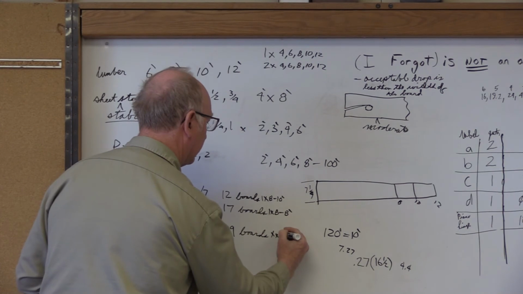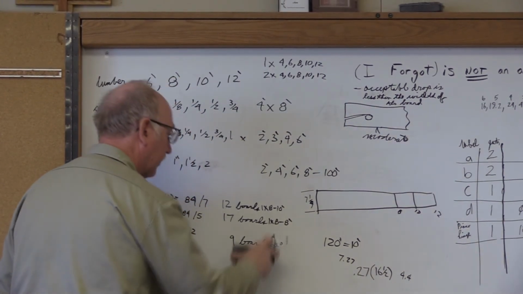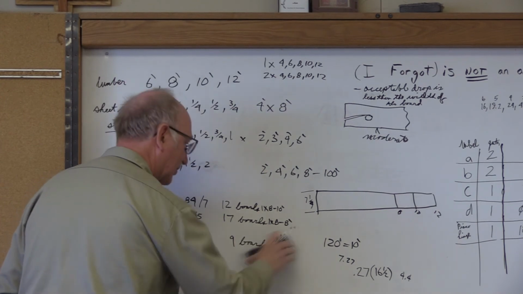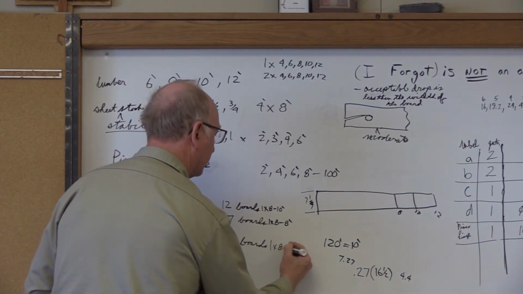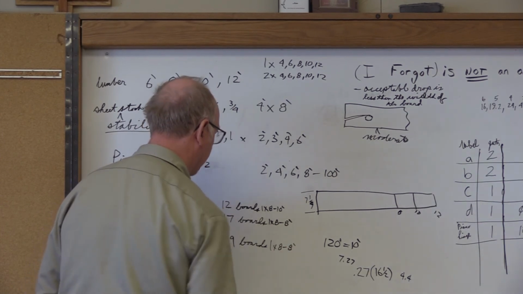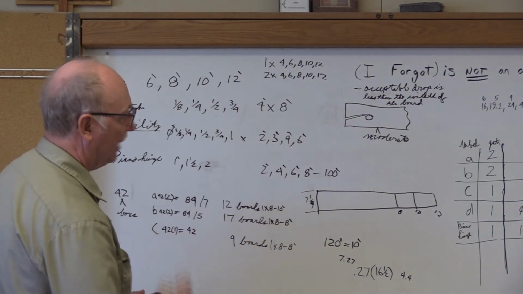1 by 8. Oops. Here we go again. It's the eraser thing. I'm not used to writing on a board. So it's 1 by 8, 8-footer. Okay? And that is all of our stock.